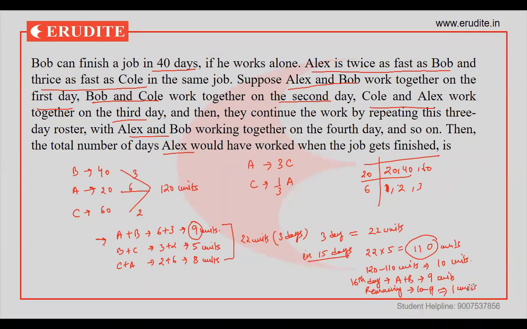And that can be done by Bob and Cole in the next day, right? So that means, how many days did Alex work? In these 15 days, in these 3 days, you can see that Alex is working for 2 days, right? So in 15 days, Alex is working for 10 days. And on the 16th day also Alex worked. So overall, Alex worked for 11 days.